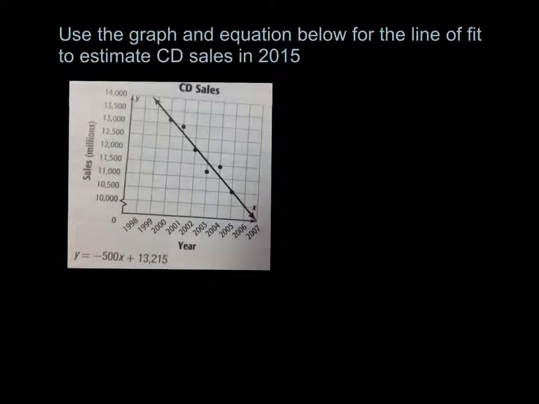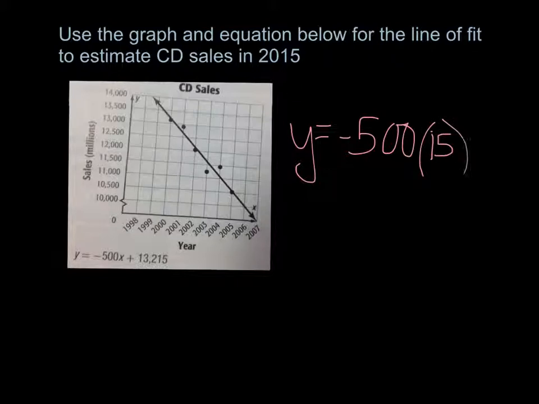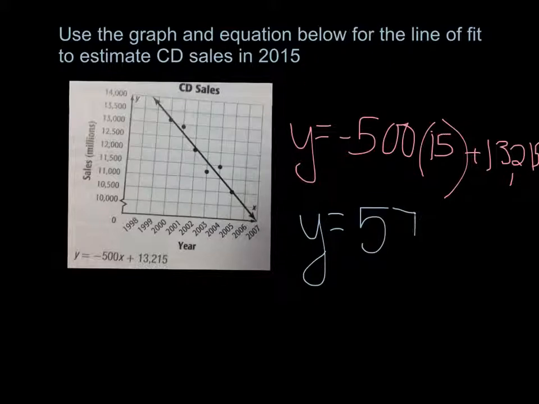And so what you would do is you would replace the year for x. Now, what's tricky here is it's not the whole year, so it's not the 2007 or the 2015. It's actually just the end year. So just the 15 plus 13,215. And when you solve this out, you get y equals 5,715, and that's in terms of $1,000,000 would be your estimated sales in CDs in 2015.